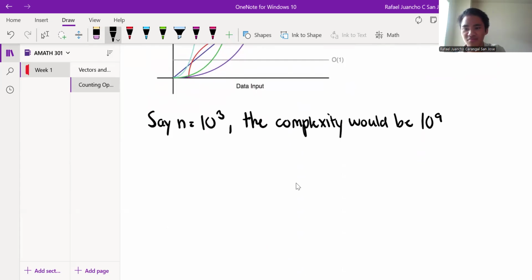So what does that mean in our context? That's a lot of operations. That's a lot of addition and multiplication, right? That's a lot.